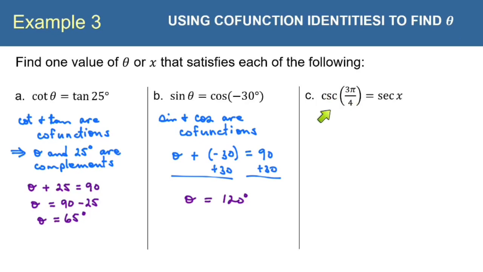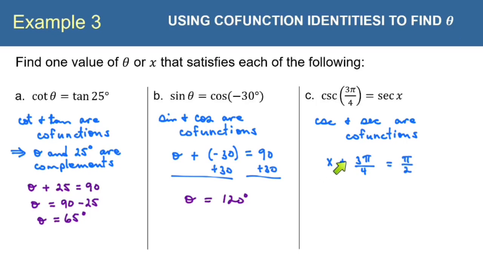And let's try that on part C. So here we have cosecant of 3 pi over 4 equals secant of x. So first we notice that cosecant and secant are cofunctions. That means that 3 pi over 4 and x are complement angles. Now this is in radians, and you could convert it to degrees and then convert back to radians at the end, but I think this is simple enough that we'll just stay in radians here. So if 3 pi over 4 and x are complements, that means that they have to add up to 90 degrees, but in radians we would say that they add up to pi over 2 radians.